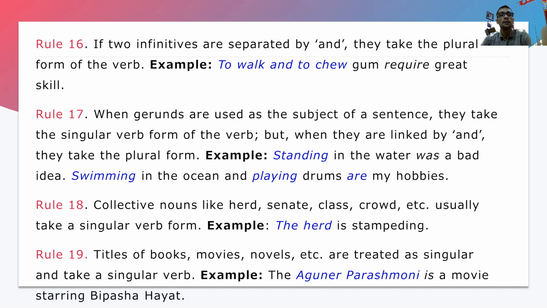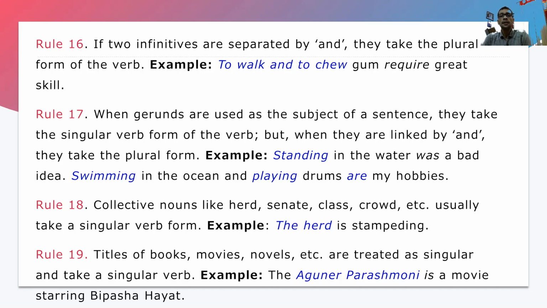Rule number 18: collective nouns like herd, which means a group of animals, senate, class, crowd, they are all groups, usually take a singular verb form. For example, the herd is stampeding. When you use crowd, the same case, the verb would be singular. Class, army, the verb would be singular.